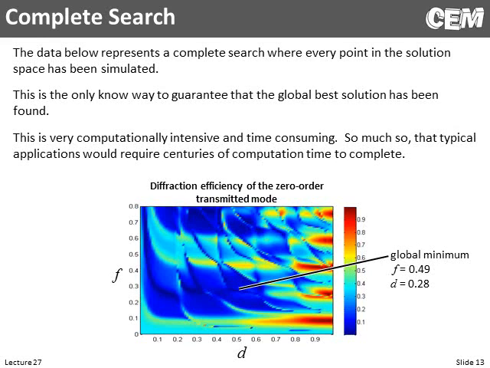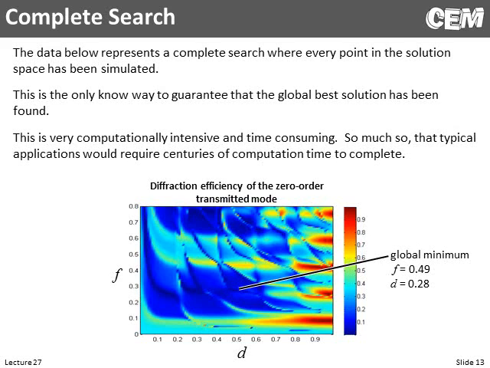So doing a complete search, going back to this example of our diffraction grating where we want to minimize diffraction into the zero order mode, this is what our solution space looks like. And it's pretty ugly. And in fact, the global minimum, the absolute minimum, is sitting right here.